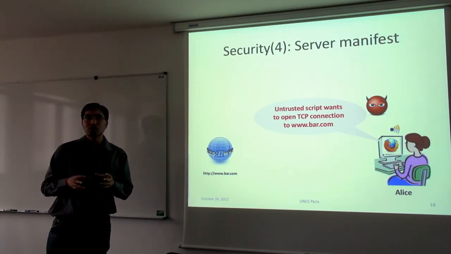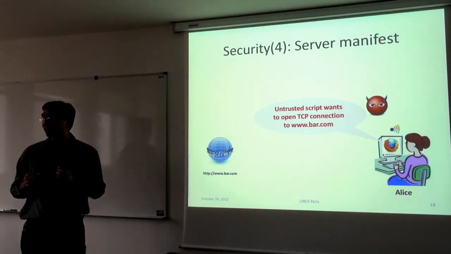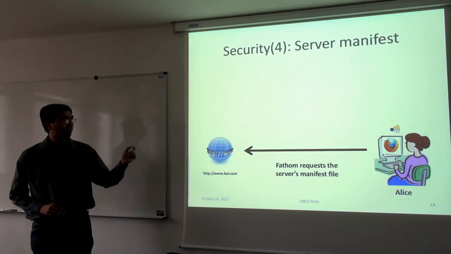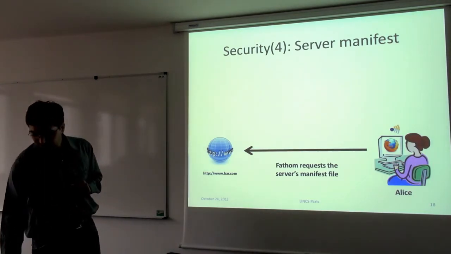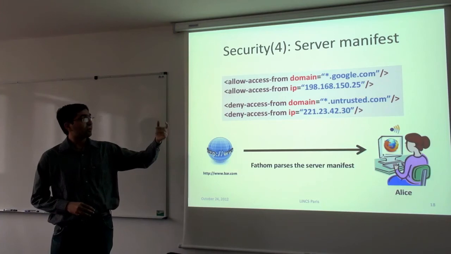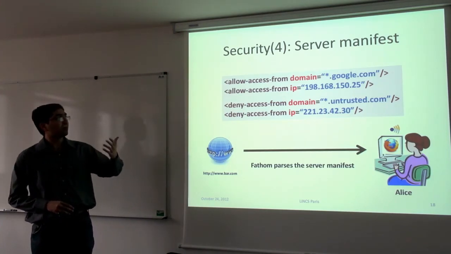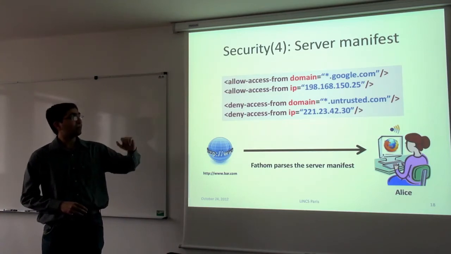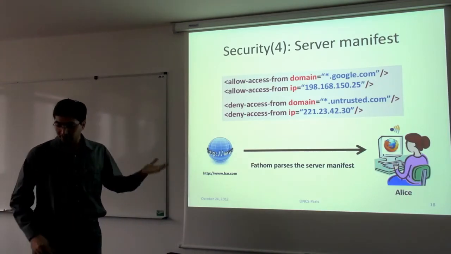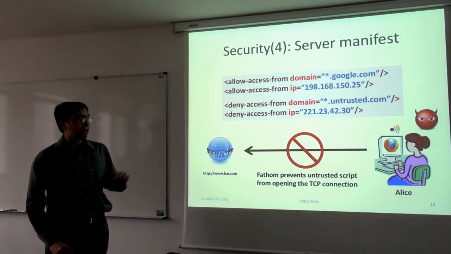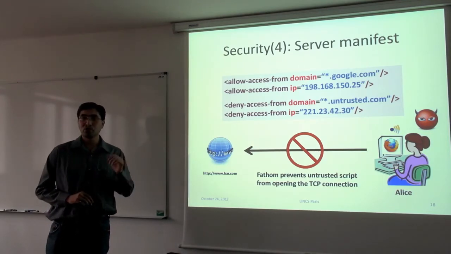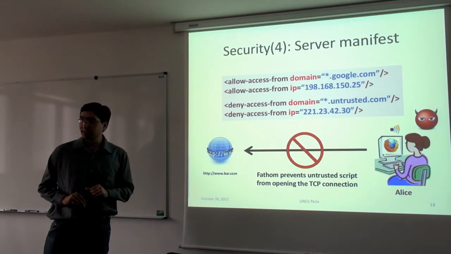Now a server manifest is similar to the cross-domain.xml policy file which is available for Flash applications. In this case, when the script wants to open a TCP connection, Fathom would request the server for its manifest file, which is essentially a set of blacklists and whitelists. Like it would allow scripts to perform cross-domain activities, say for google.com, but it would disallow scripts from untrusted.com to perform any cross-domain activity. Now Fathom parses this server manifest file and takes appropriate action. In this case, it assumes that Alice is part of untrusted.com and therefore it disallows the opening of the TCP connection.